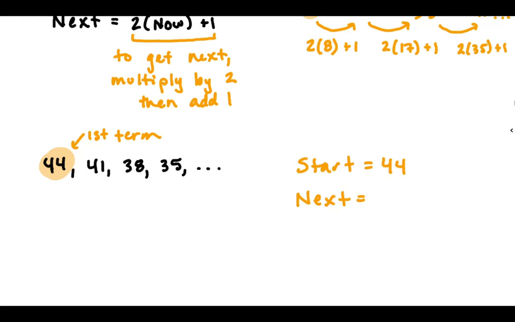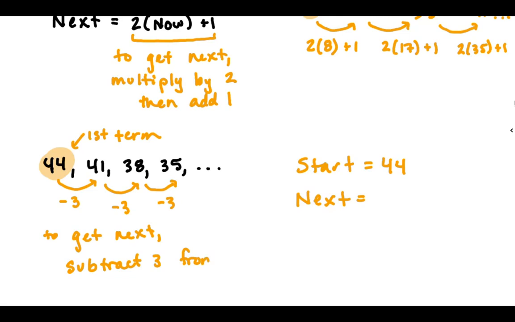So let's just see, 44 to 41 is subtract 3. 41 to 38 is also subtract 3. 38 to 35, also subtract 3. So it looks like we're subtracting 3. So to get the next, subtract 3 from the now. So that's exactly what we're going to put here. Next is equal to the now minus 3.